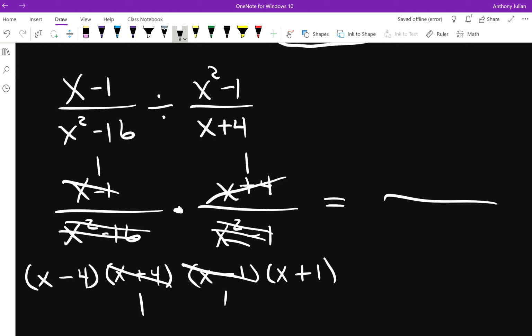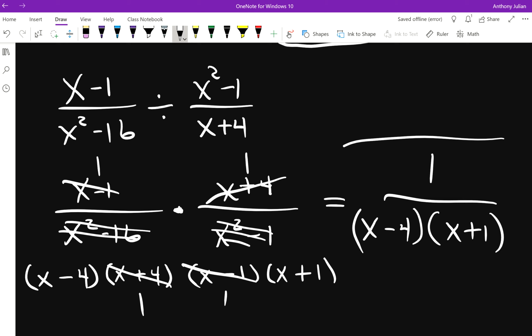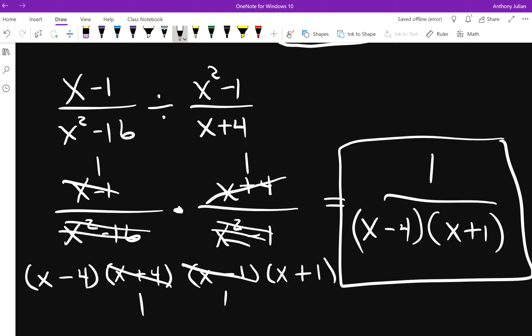Now I'm going to multiply my numerators. 1 times 1 is 1. x minus 4 times x plus 1. We don't multiply these together, just leave them factored: x minus 4, and this is x plus 1. And there you go. Done.